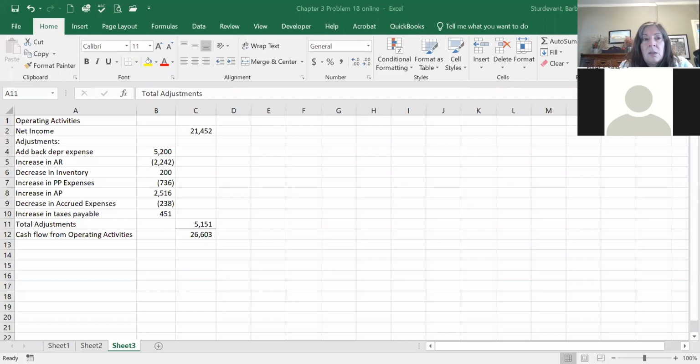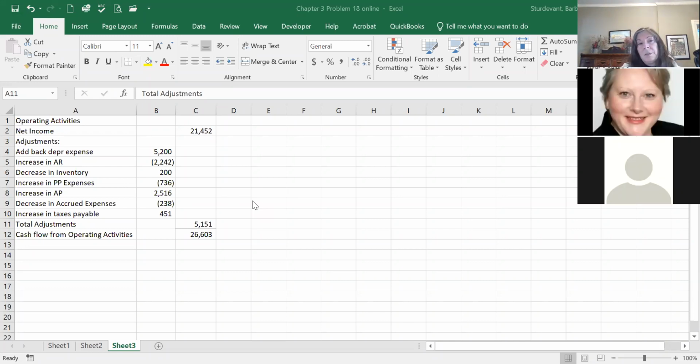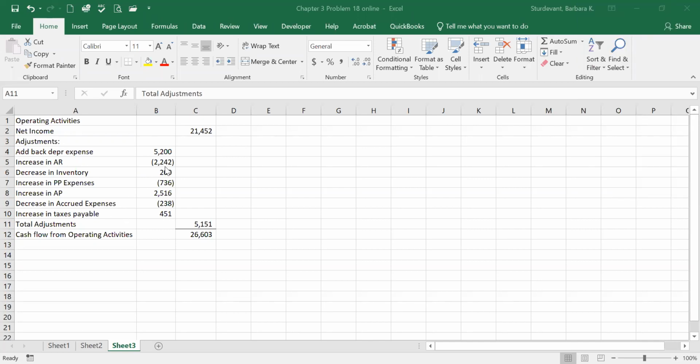So basically, this one was number 2, right? And you just had to take the information. You had to find the difference in the accounts. That's the amount that goes in here. Remember, it's always the change. So it told you what the net income was, which goes here. Told you what the depreciation was, goes there. And then these are just simply differences in the accounts.